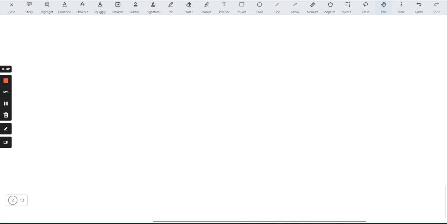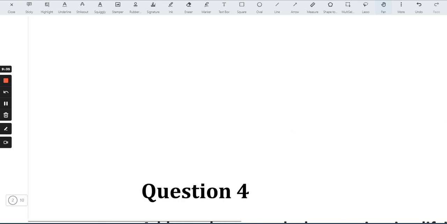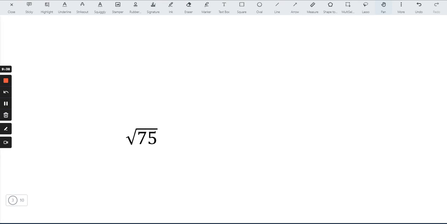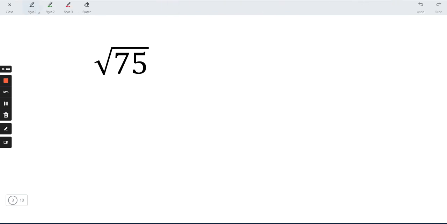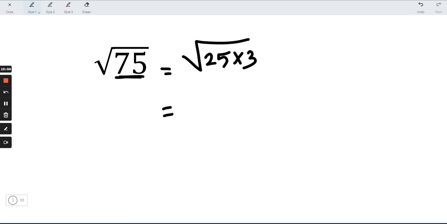Question 7 here, simplify square root 75. 25 times 3, yeah, so here 75, you can rewrite it as square root of 25 times 3, because 25 times 3 is 75, so 25 is a complete square. So that means we can take a square root for 25 times square root of 3, which is equal to 5 times square root 3.